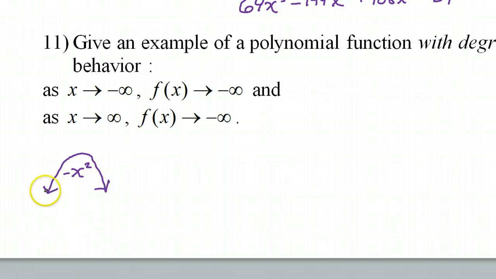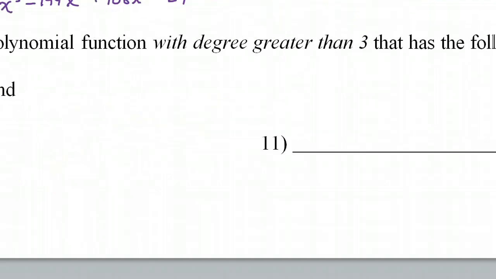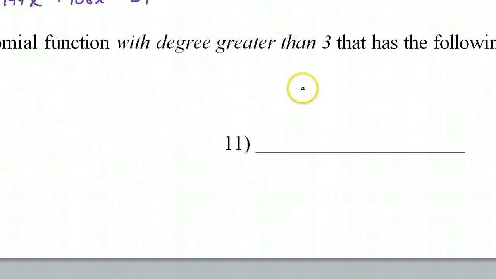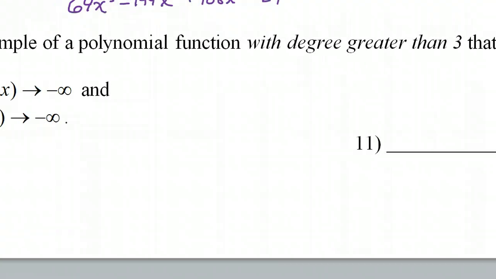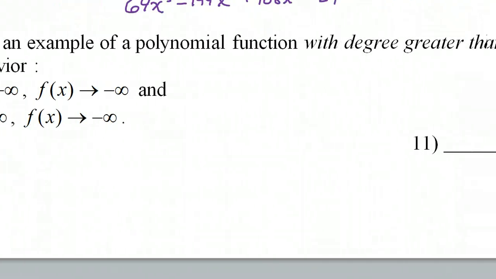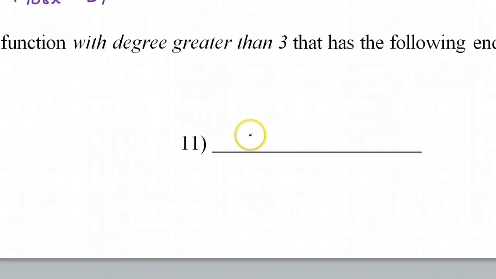So if it's going to have end behavior like a parabola, that means it has to have even degree. So I know the degree has to be even, but they said it has to be a degree greater than 3. So that means we could use the 4th power, 6th power, anything like that. For example, I'm going to go with the 6th power just for fun. So I could have x to the 6th power.